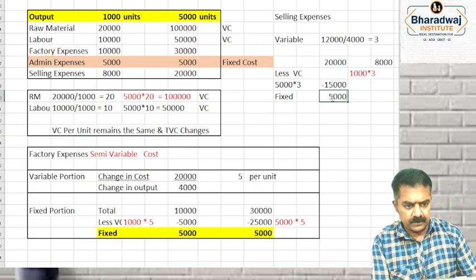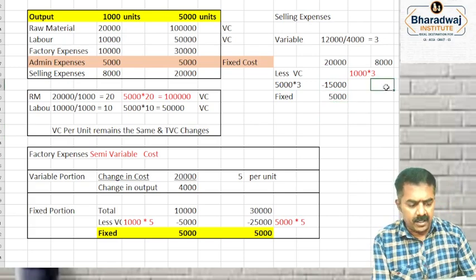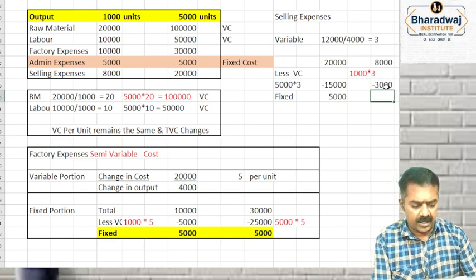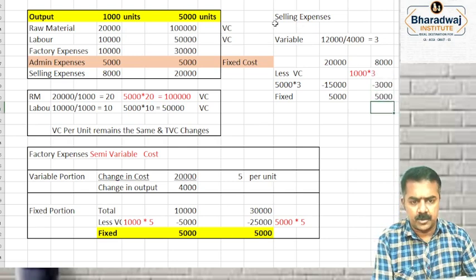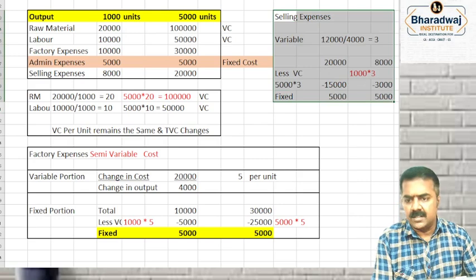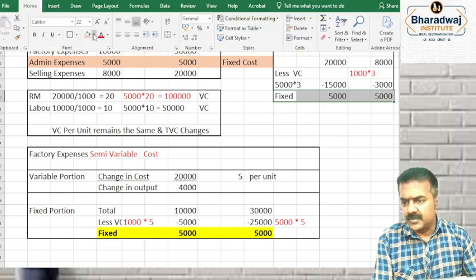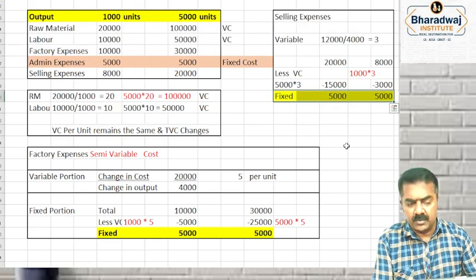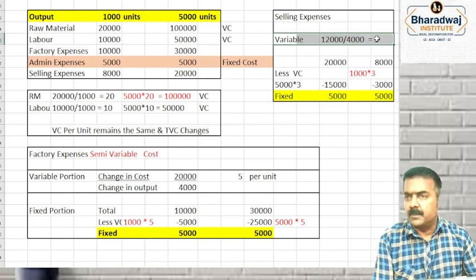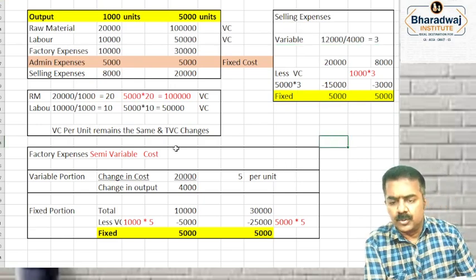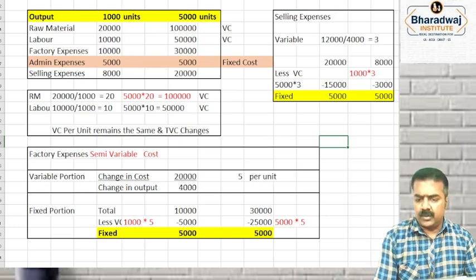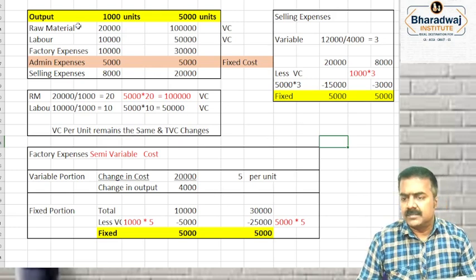Balance 5,000. 1,000 into 3, how much? 3,000. Balance 5,000 is which portion? Fixed portion. So selling expenses, what is the fixed portion? 5,000. What is the variable portion? 3 rupees. So if you look at what are all variable costs?